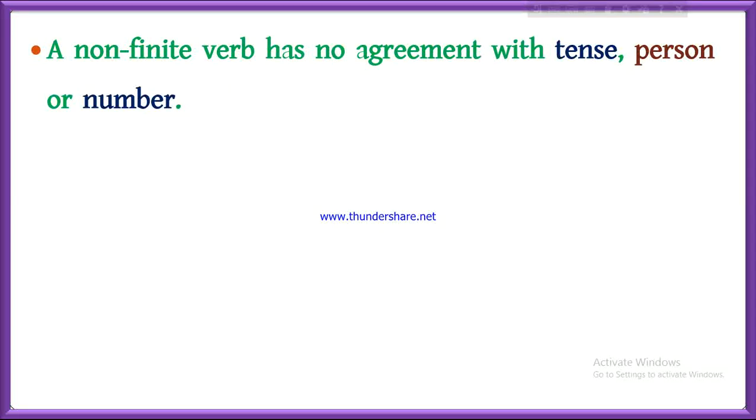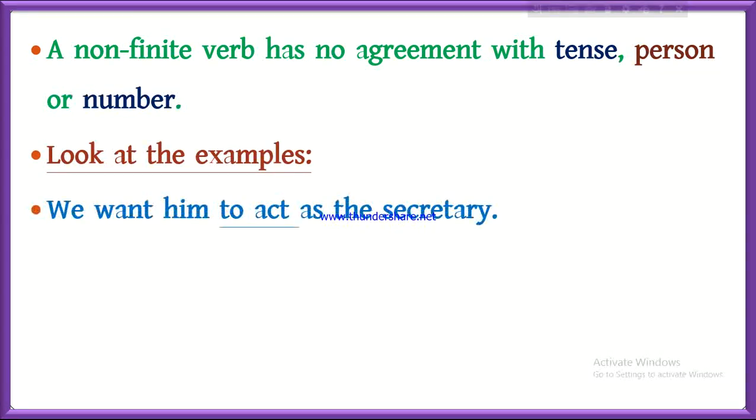Let us now see what is non-finite verb. A non-finite verb has no agreement with tense, person, or number. Please look at the examples here. We want him to act as the secretary. Here, this is the main sentence. Here in this sentence we have two verbs. One is want and another is to act. Now we will identify which one is finite and which one is non-finite verb.